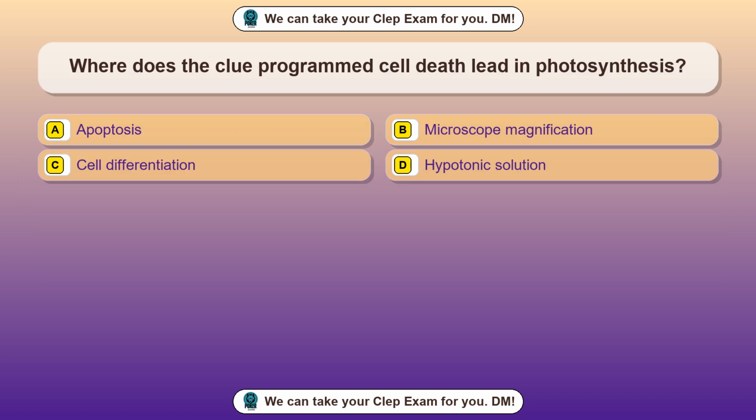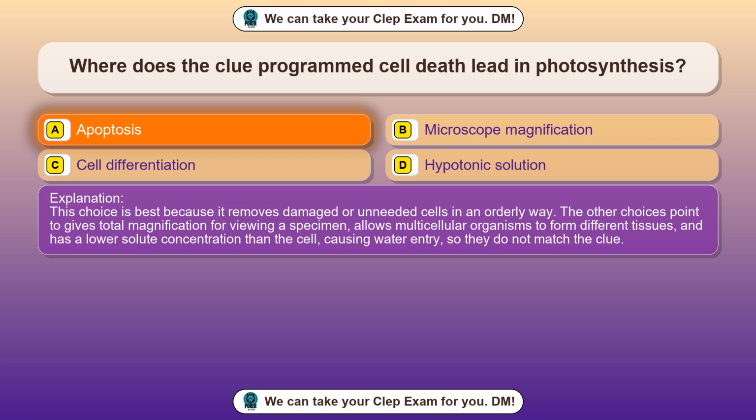Question 68. Where does the CLEP program cell death lead in photosynthesis? Option A, apoptosis. Option B, microscope magnification. Option C, cell differentiation. Option D, hypotonic solution. The correct answer is option A, apoptosis.